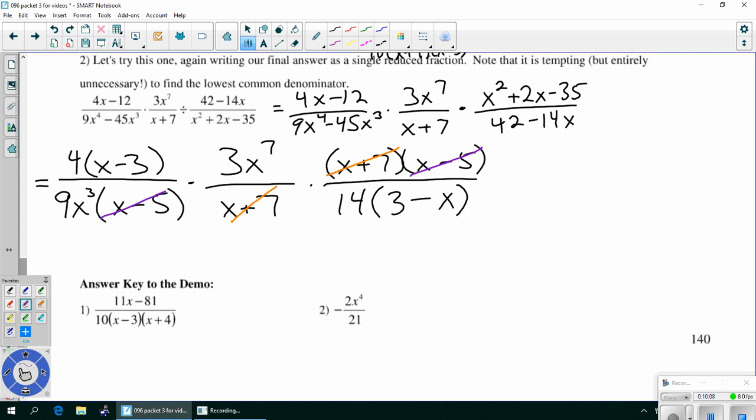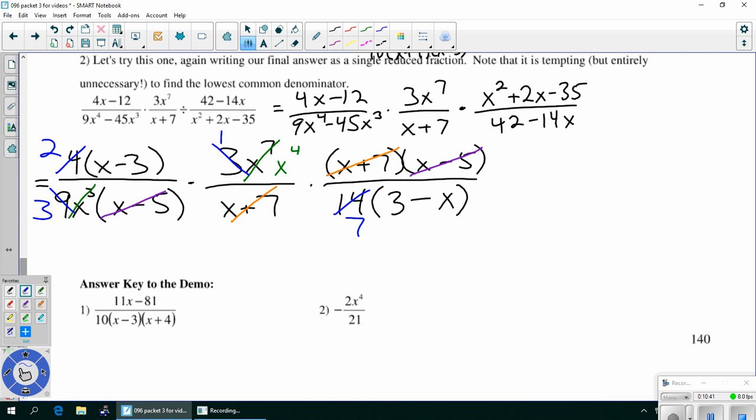Yes, I see an x to the 7th on top and an x to the 3rd on the bottom. And we know we're supposed to subtract the powers and put the x's where there are more. So there's no x's left here, and there are x to the 4th left up here, subtracting 7 minus 3. And then there's the numerical factoring, canceling that we should do as well. So for example, 3 and 9 reduce. This becomes a 3 and this becomes a 1. And also the 4 and the 14, both divisible by 2.